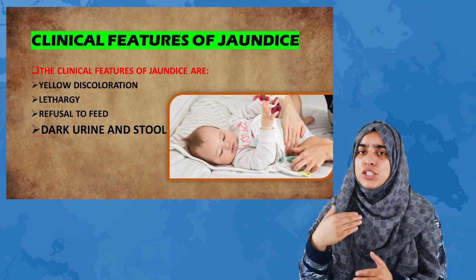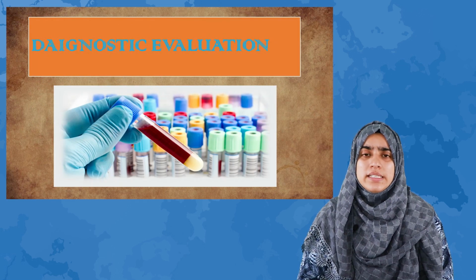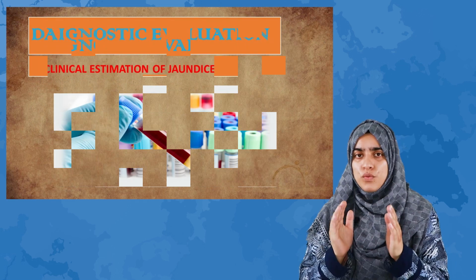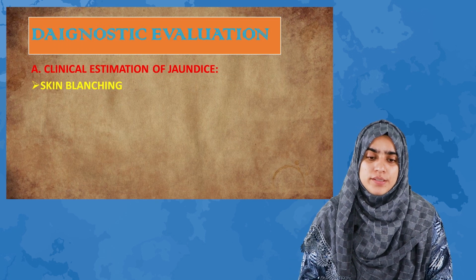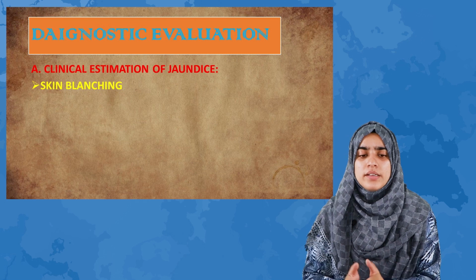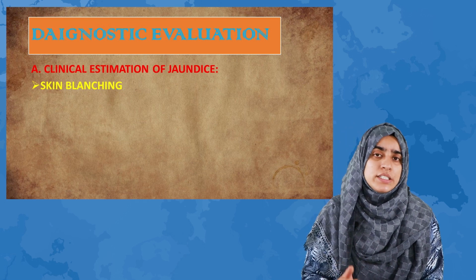The urine and the stool color will be very dark. How can we diagnose this condition, that is jaundice? First thing is to go for the clinical estimation of the jaundice. In newborns, this jaundice is detected by the skin blanching with digital pressure.